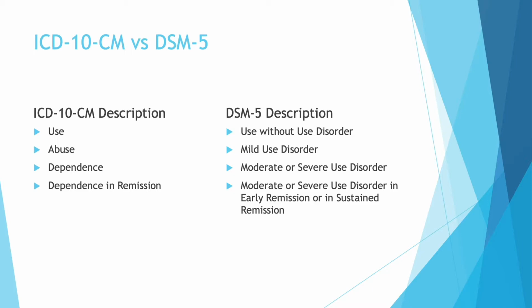And ICD-10-CM description of dependence in remission is translated into the DSM-5 description as moderate or severe use disorder in early remission or in sustained remission. So as you can see here, ICD-10-CM and DSM-5 both have the same number of different descriptions. We just use a little bit different verbiage between the two manuals.